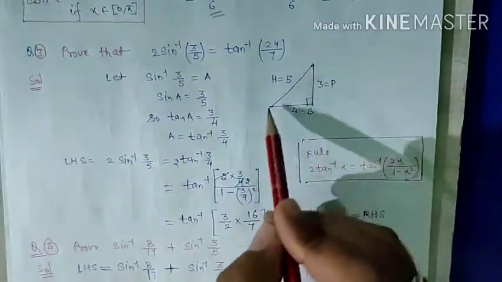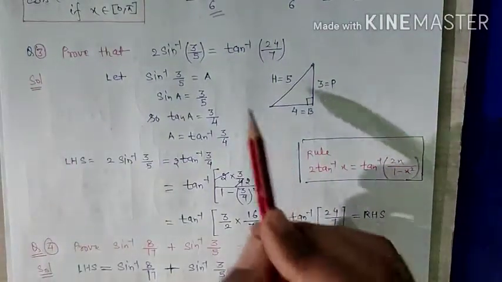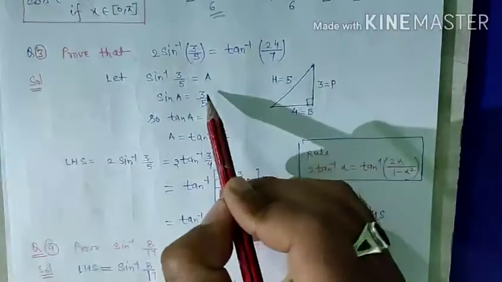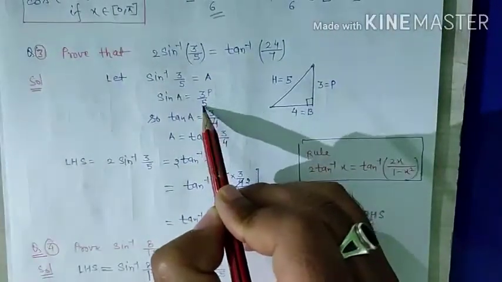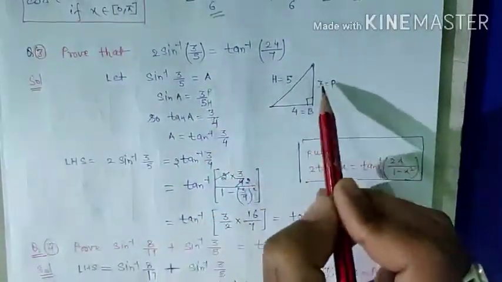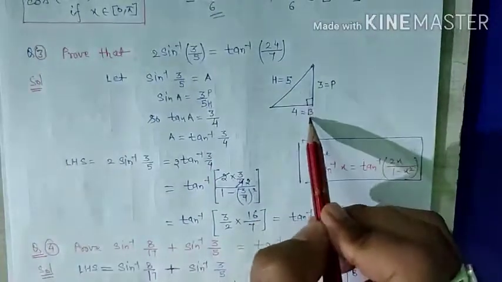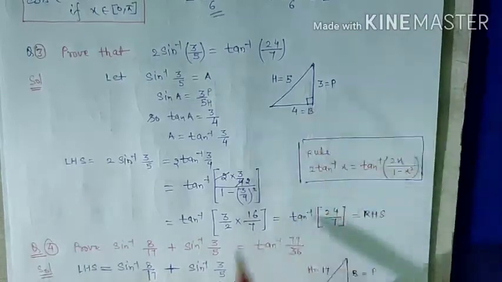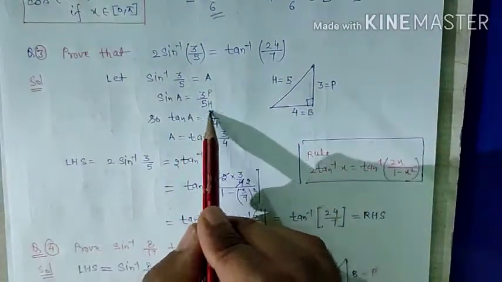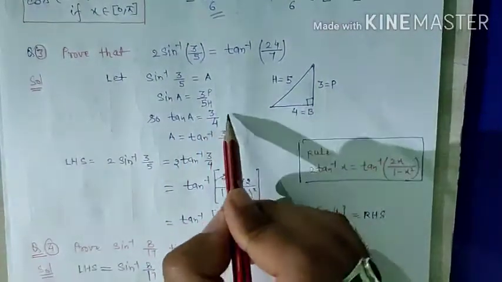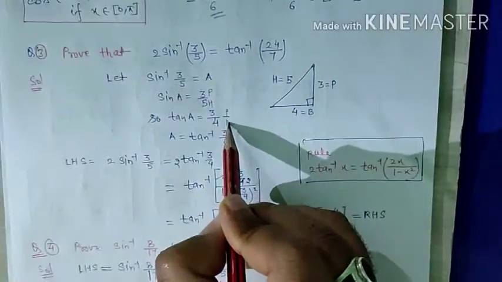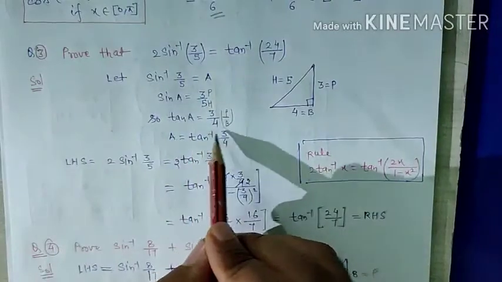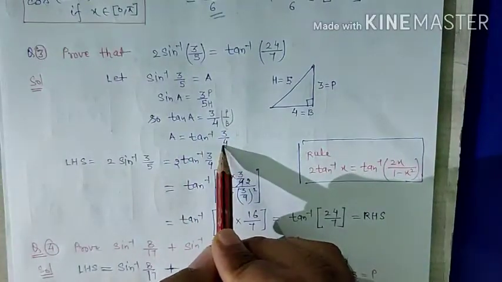Now I'm making a right angle triangle. In that triangle, according to sin a equal to 3 by 5, this 3 is perpendicular and this 5 is hypotenuse. So base will be 4 according to Pythagoras theorem. Now tan a will be 3 by 4, perpendicular upon base. So a will be tan inverse 3 by 4.